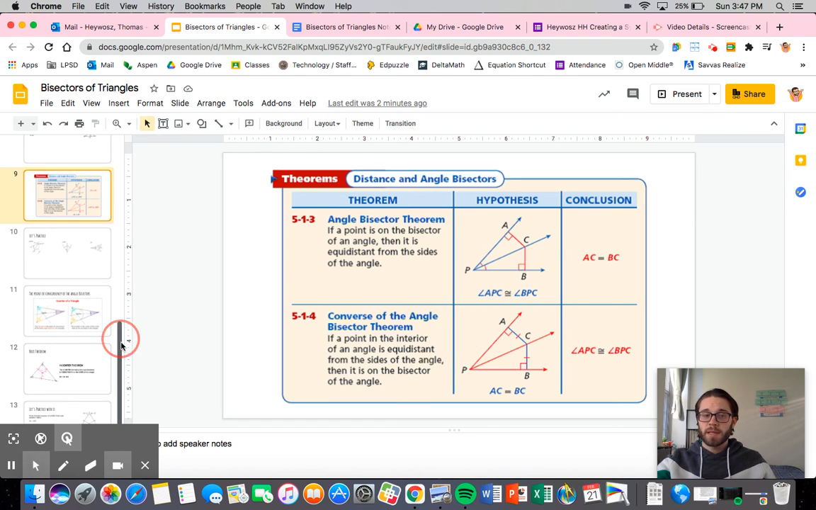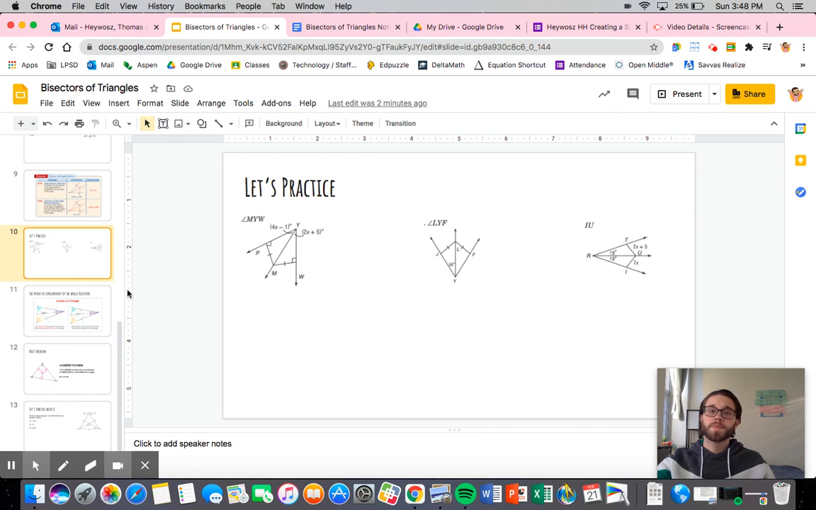So it's very similar to the last one. Sometimes it's very easy to mix them up. All right, so here, what do we know? We know that M is equidistant from YW and YP. So that means, and they're right angles, that this is on the angle bisector. Because theirs are on the angle bisectors, we can set these equal to each other. So 4x minus 1 equals 2x plus 5.